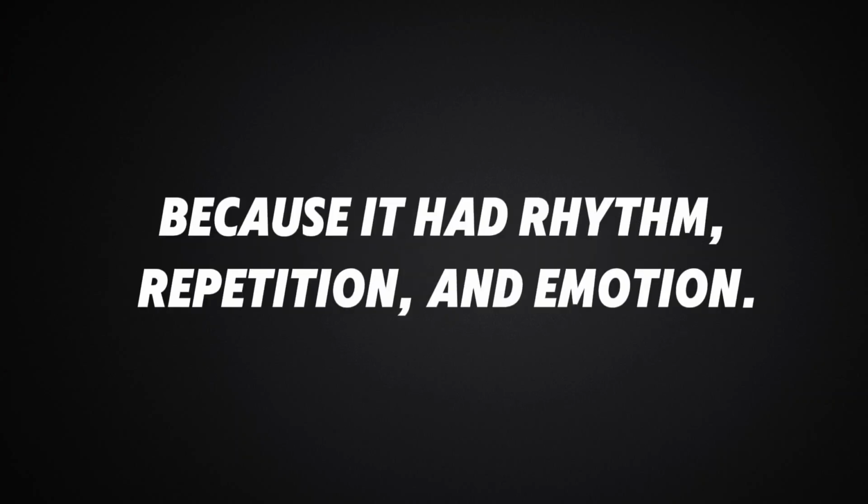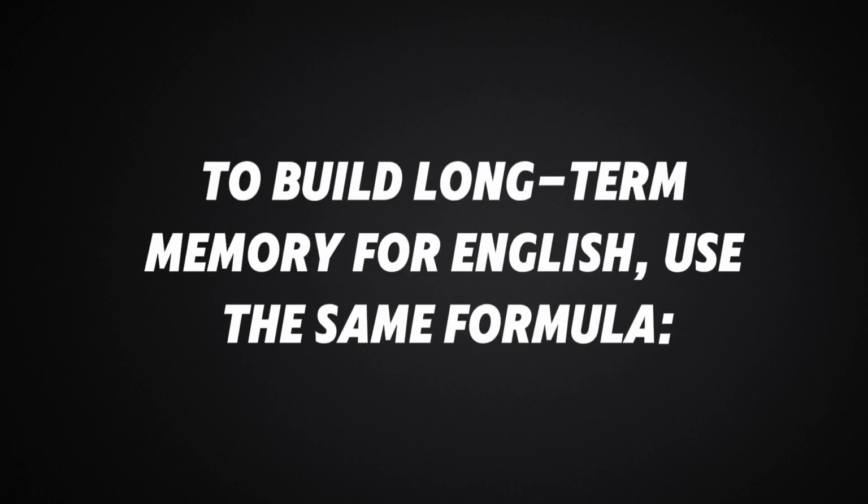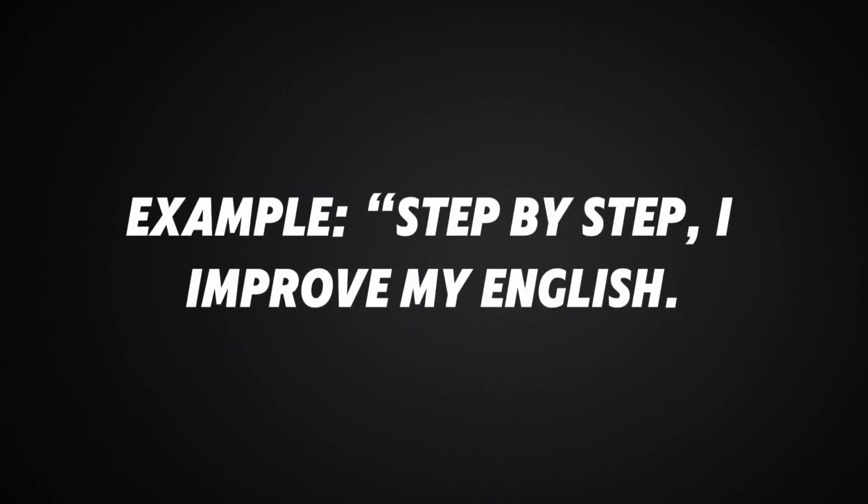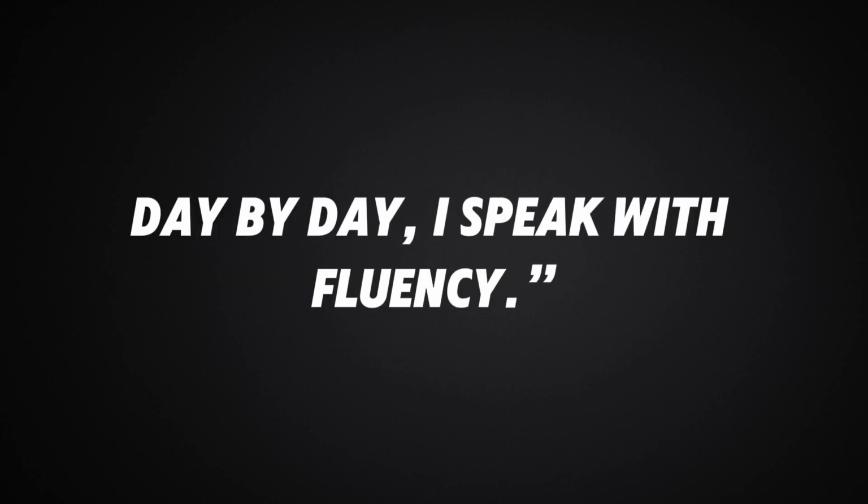Think of a song you still remember from childhood. Why do you remember it? Because it had rhythm, repetition, and emotion. To build long-term memory for English, use the same formula. 1. Rhythm. Repeat phrases in a rhythm almost like singing. Example, step by step, I improve my English. Day by day, I speak with fluency.